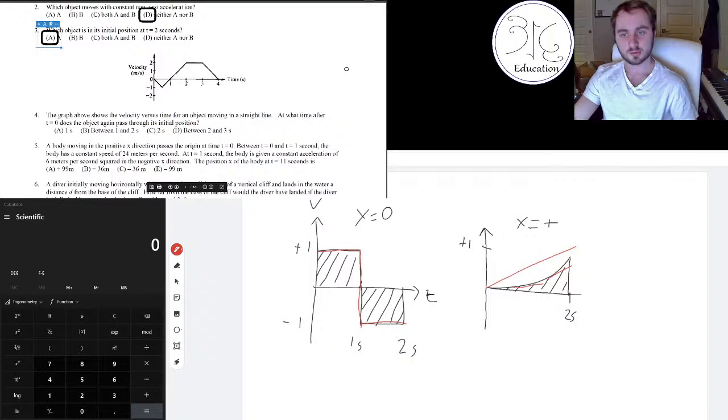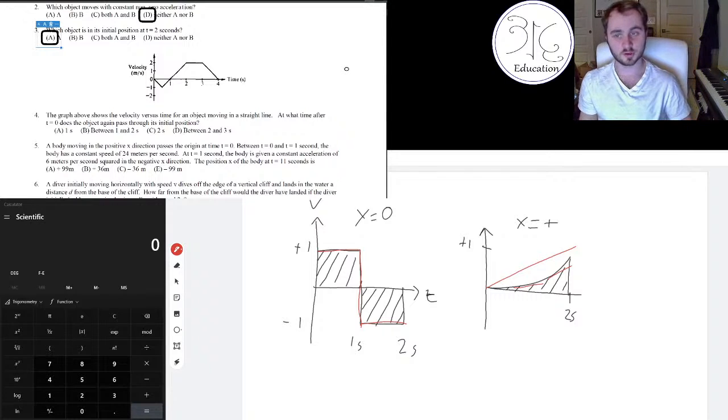Okay, so 4, we're looking at a new graph now. We've got velocity versus time for an object moving in a straight line. And we want to know what time after t equals 0 does this object return through its initial position.